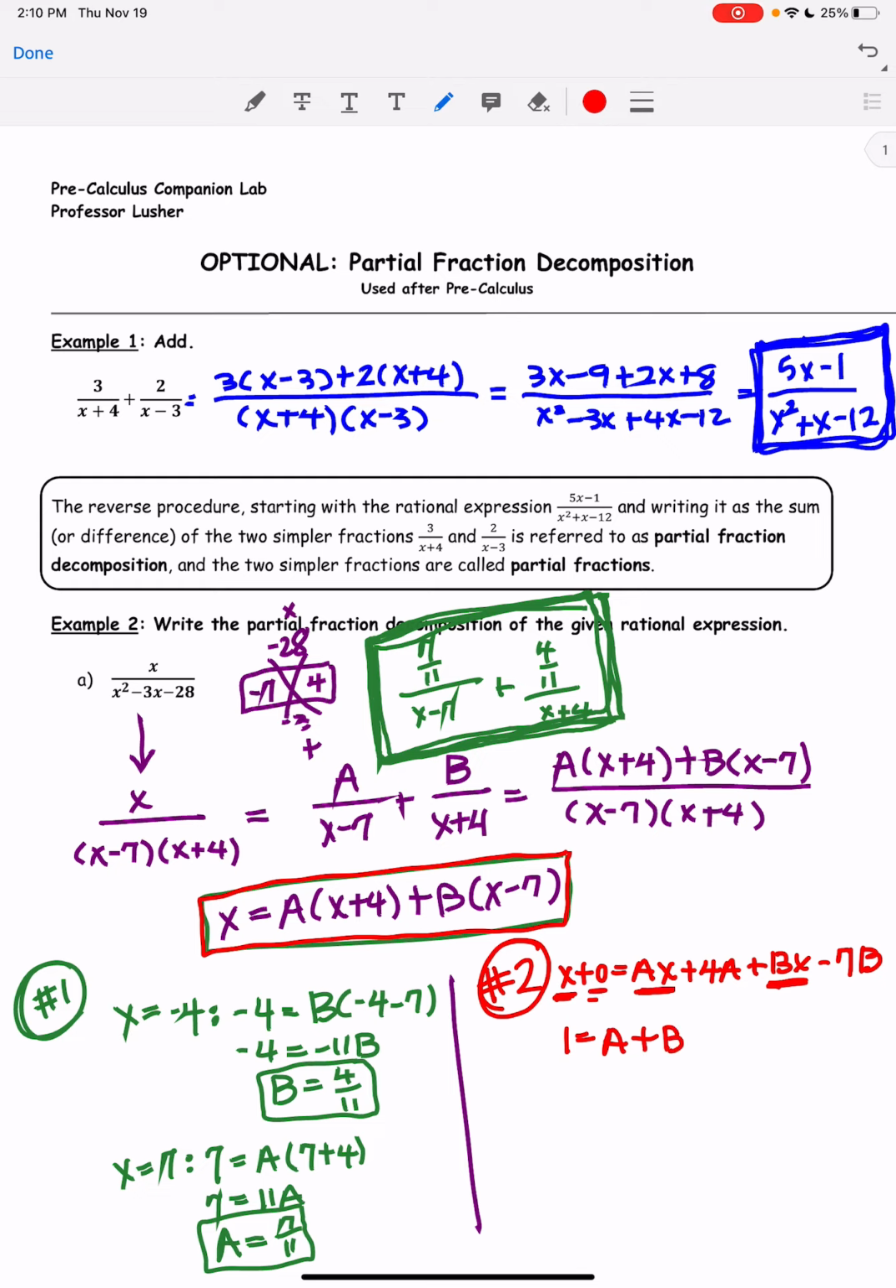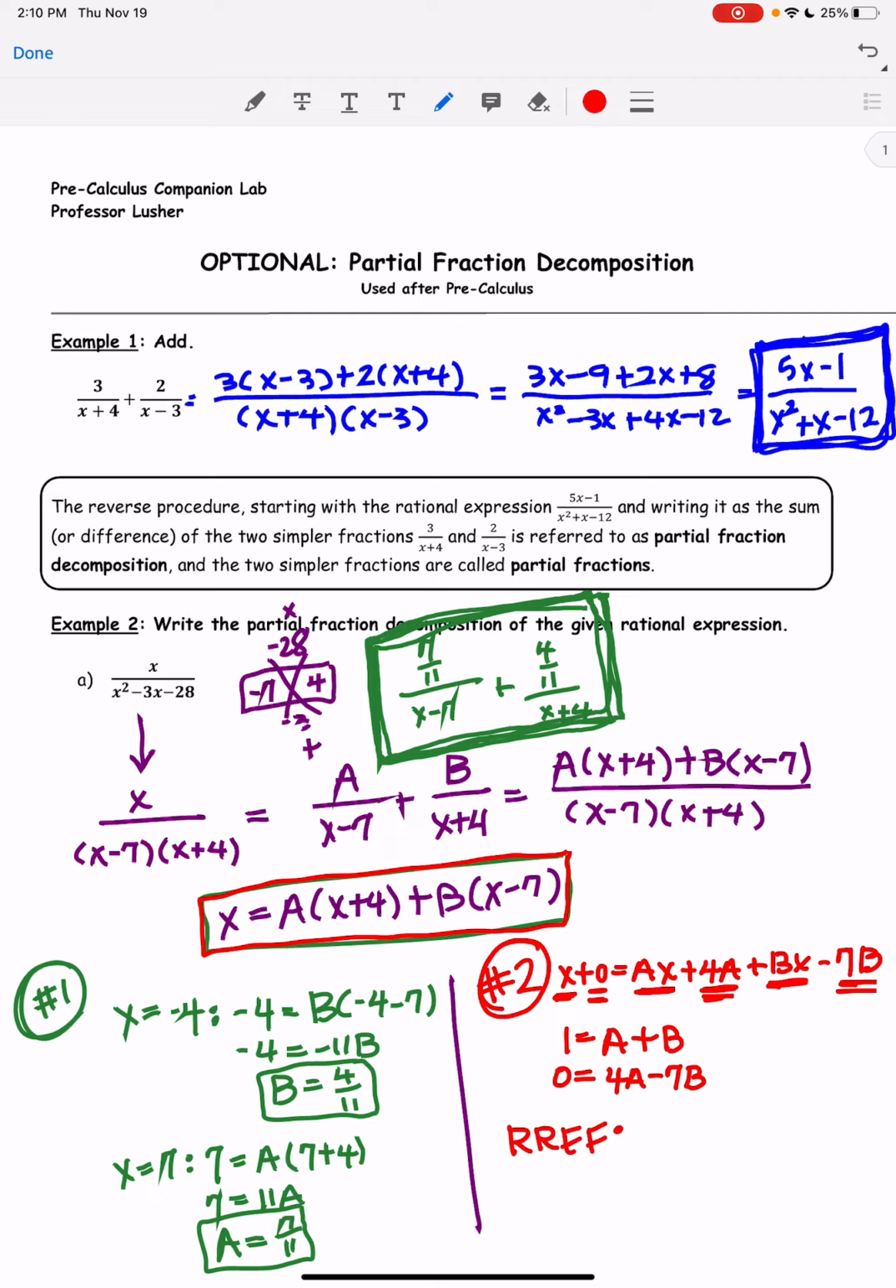And then everything that doesn't have an x. And again, I'm looking at those coefficients with those. So that's 0 equals 4a minus 7b. So you could do this by hand, but you should have been taught how to put this in your calculator. So use your matrix and use your RREF.